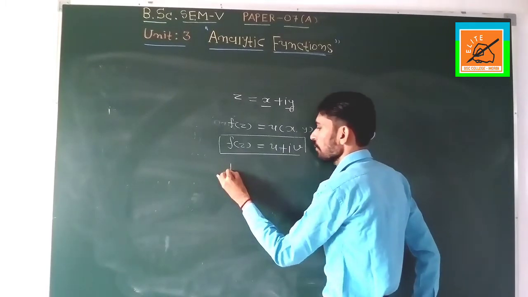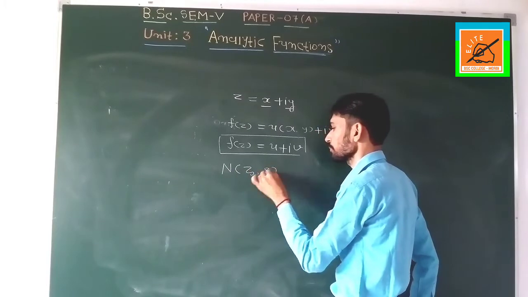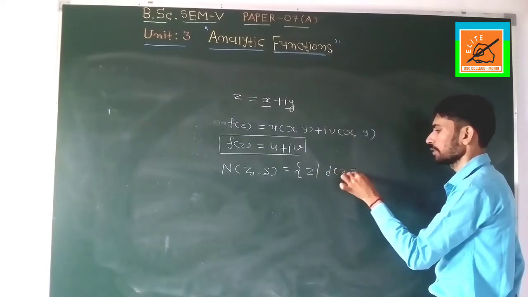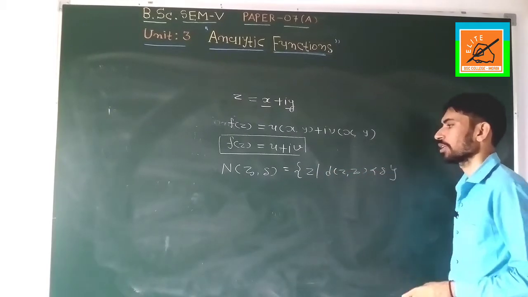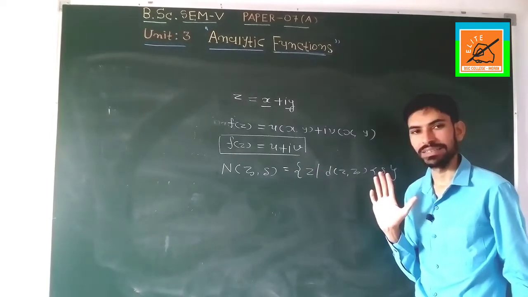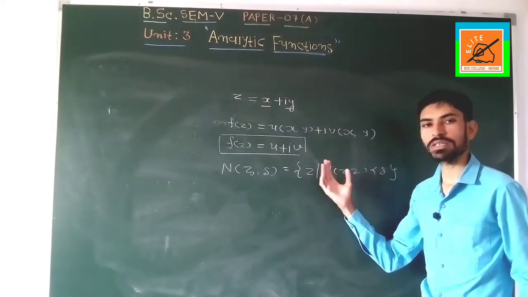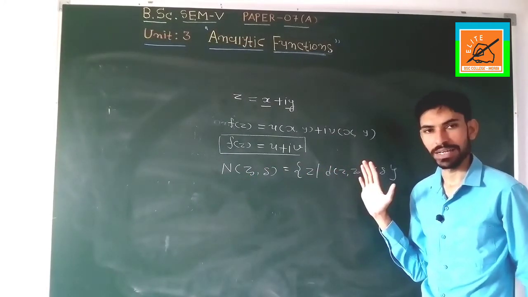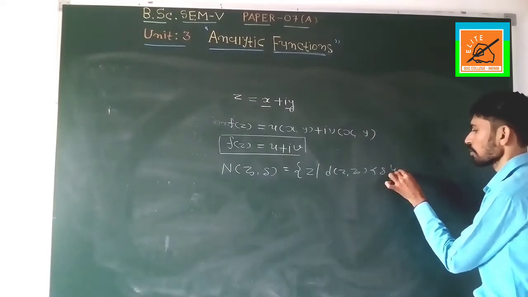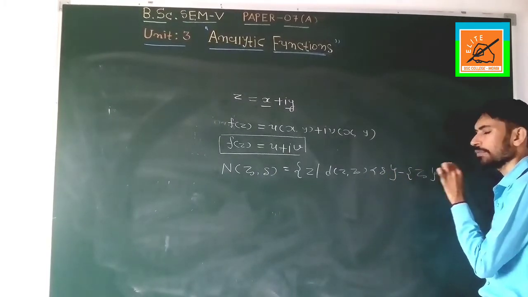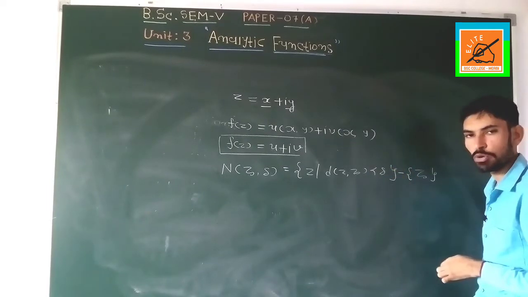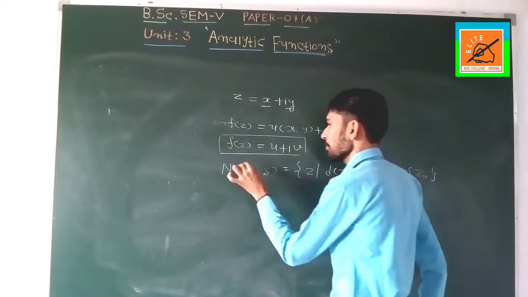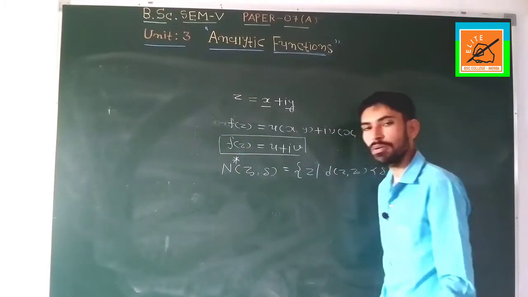Next we defined the neighborhood of a point z0, defined as the set of z where the distance of z to z0 is less than delta. This set is known as the neighborhood of the point z0. It contains those complex numbers whose distance from z0 is less than delta. Next we defined the deleted delta neighborhood. If we remove the point z0 from the neighborhood of z0, we get the deleted delta neighborhood, denoted by N star z0 delta.